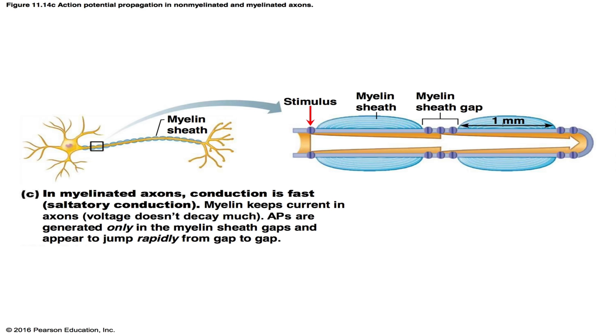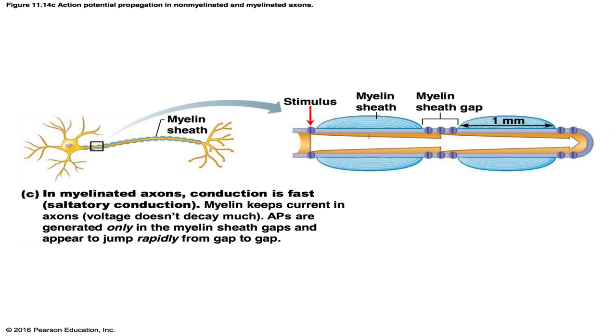But notice that these myelin sheaths only cover a distance of about 1 millimeter before we have a little bit of a break. These breaks are called the nodes of Ranvier. At these nodes of Ranvier, we have a high concentration of voltage-gated channels. Along the rest of the length, we don't have that many, one of the reasons being that it's covered with the myelin sheath.